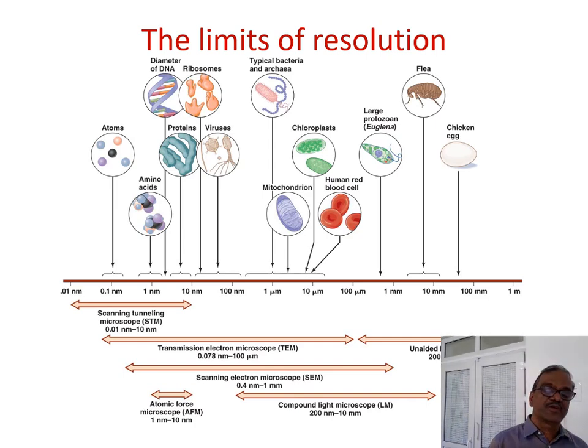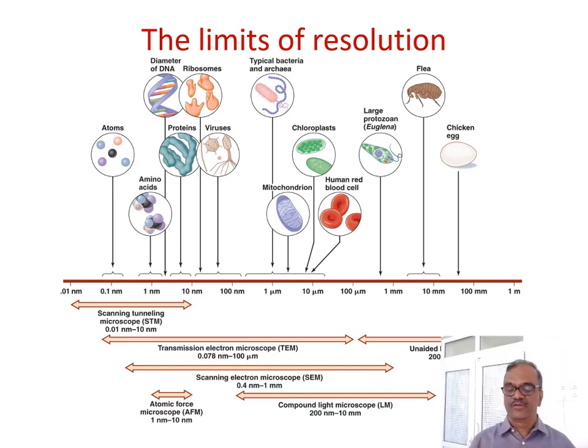So which one has the better resolution? Transmission or scanning? Resolution, resolving power. If you want smaller objects to be differentiated, transmission is good, isn't it? It is for nanometer to micron. Here it is nanometer to millimeter. Okay, so here the TEM is so good.